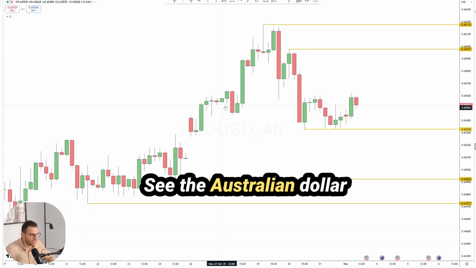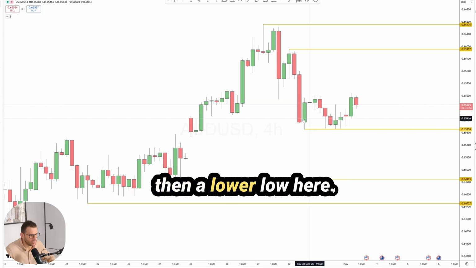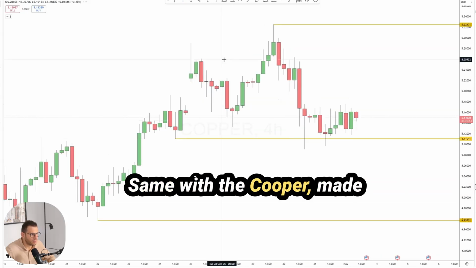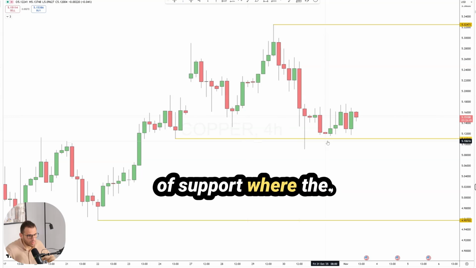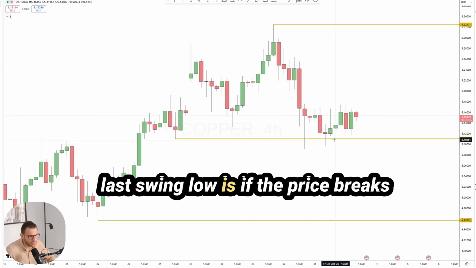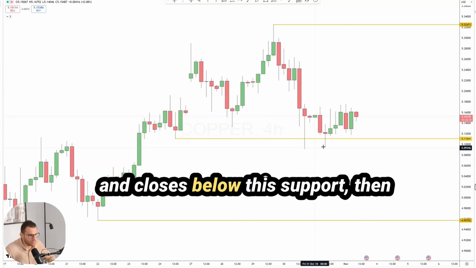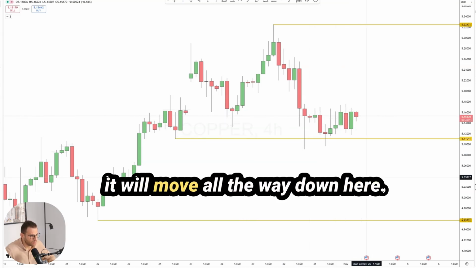Actually, see the Australian dollar made a higher high and then a lower low here. Same with the Kuber, made a higher high and a lower low here. There is a key level of support where the last swing low is. If the price breaks and closes below this support, then it will move all the way down here.